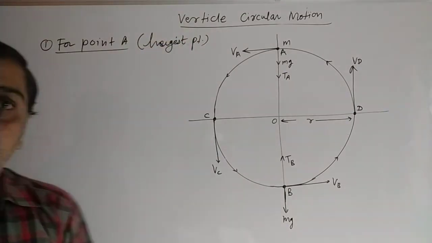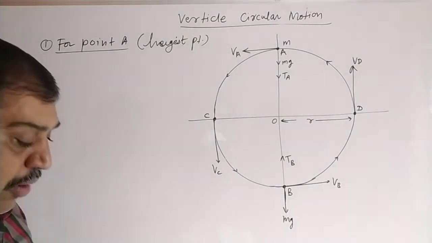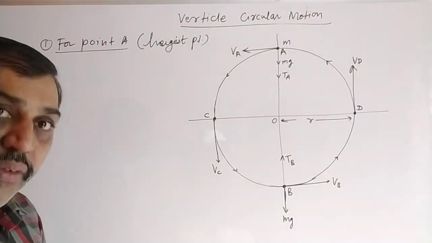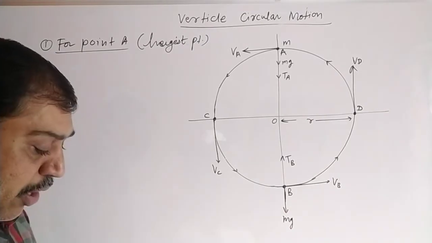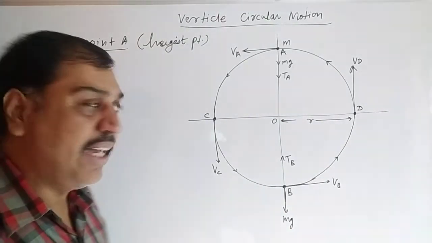Highest point. So at point A, it is said to be the highest point. Now what do we want to determine? Our aim is to determine the velocity when the particle is at the highest point. So before going into detail, let's see.